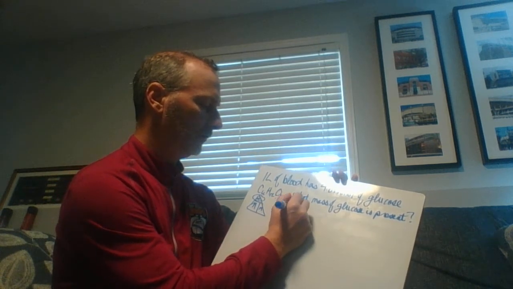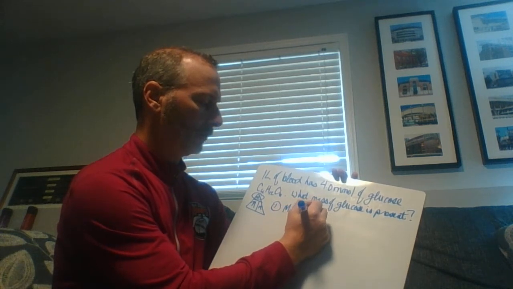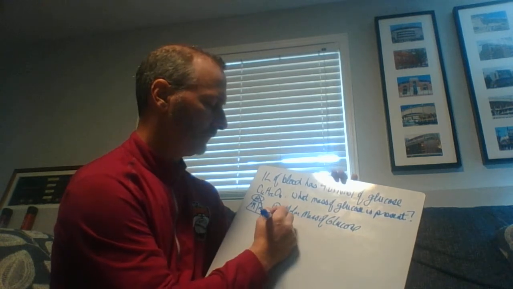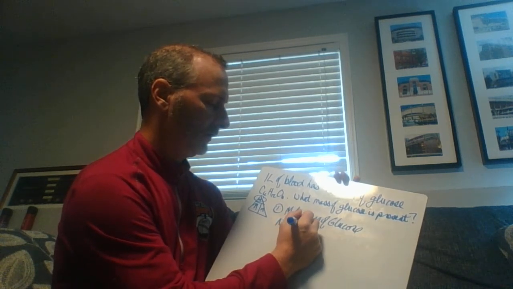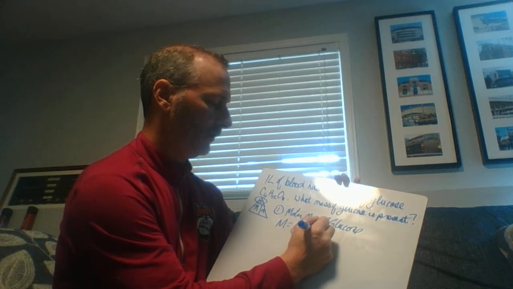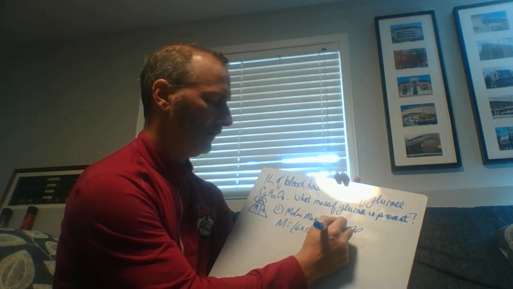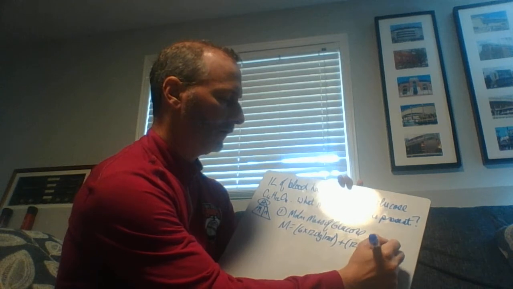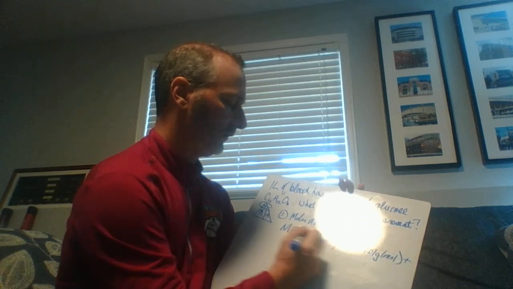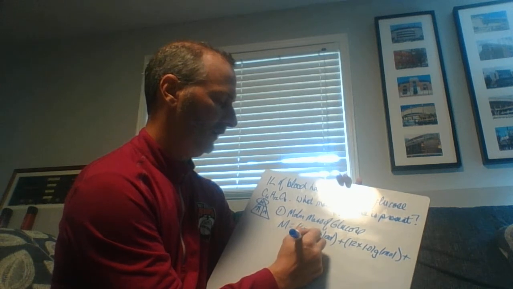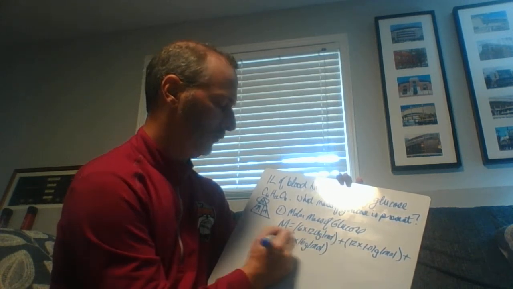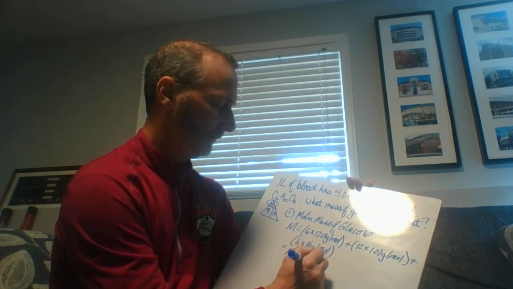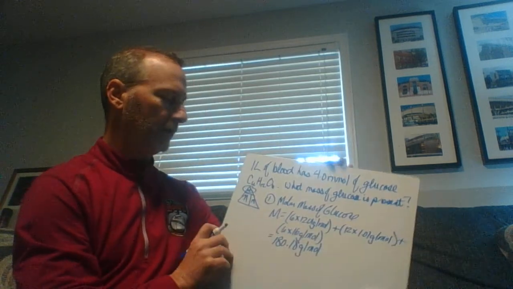Step one, molar mass of glucose. Capital M equals 6 times 12.01 grams per mole. Yes, you have to write the unit every time. Plus 12 times 1.01 grams per mole, plus 6 times 16 grams per mole. You can put the in-between step if you want. The answer is 180.18 grams per mole. Okay, I've got the molar mass.